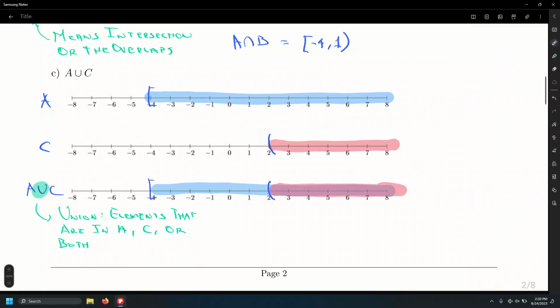So this will be A union with C, which are going to be the elements that are in either or both. It doesn't matter in this case if the elements in the pink region are not in the blue one. We consider all of them. Anyway, that's just going to be between -4 and all the way to infinity. All right? So again, we just go with either one or both. So that's how we describe it.